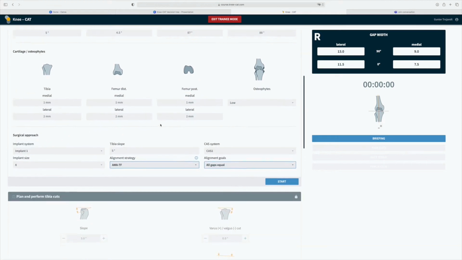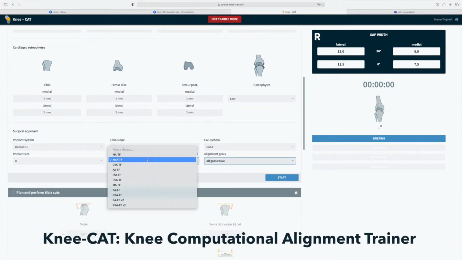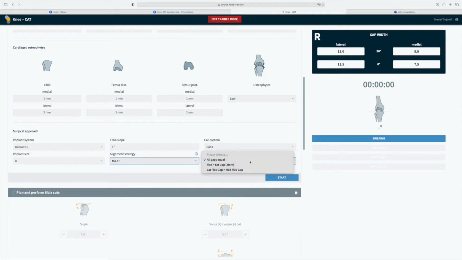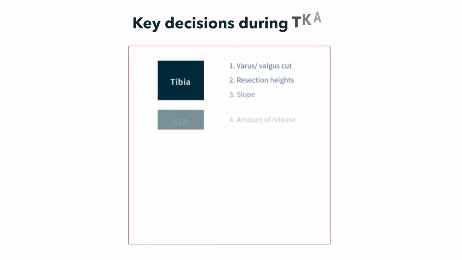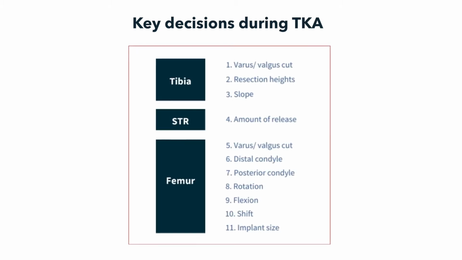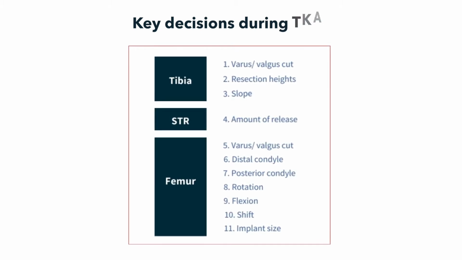Heiko, can you please describe what KneeCAT is good for? KneeCAT, which stands for Knee Computational Alignment Trainer, is a web-based app. With the help of the KneeCAT app, orthopedic surgeons can simulate the entire decision-making process of a total knee replacement surgery. Well, that sounds pretty interesting. Can you give us a tour through the software?